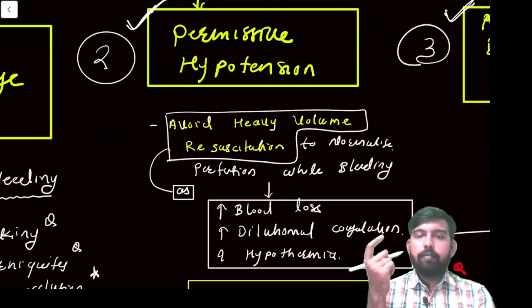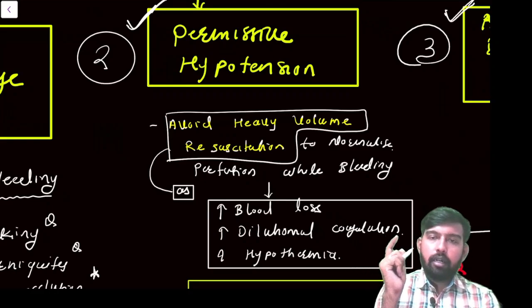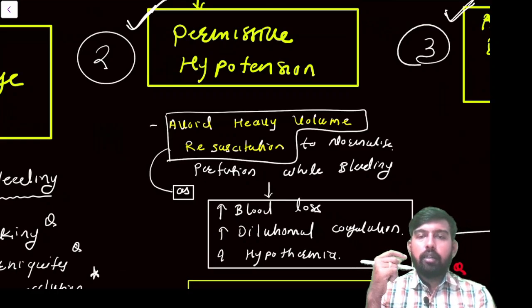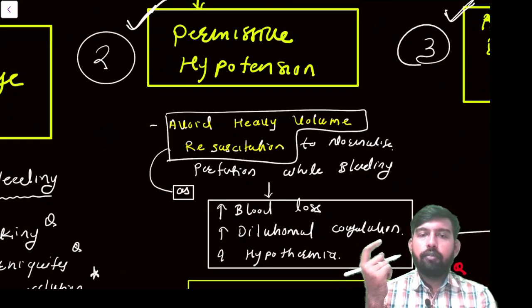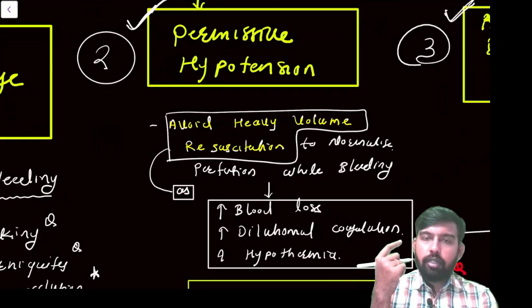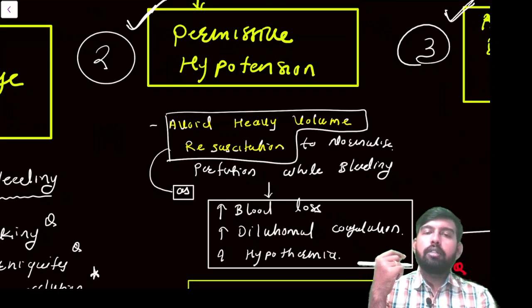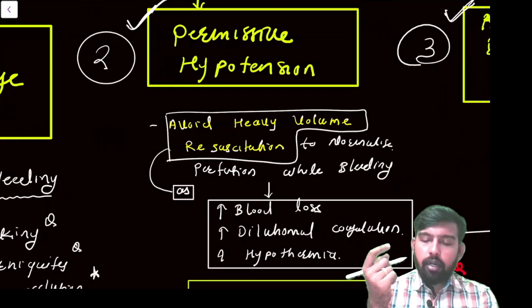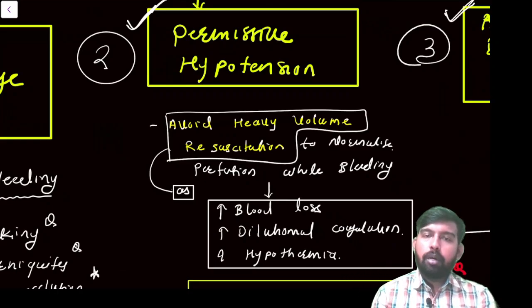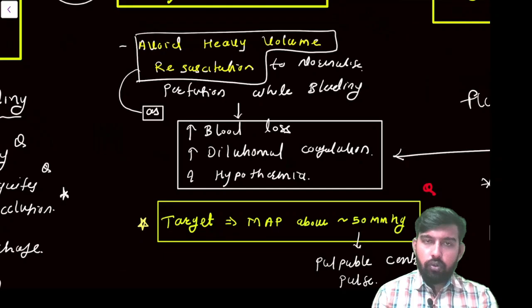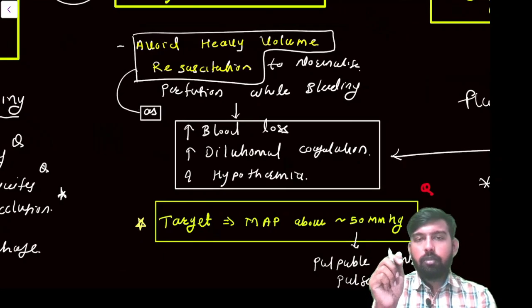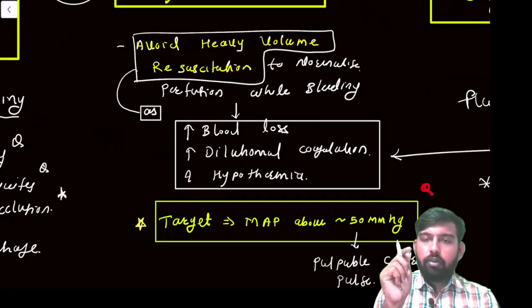But actually if the bleeding is continuously there, we are giving an overzealous amount of fluid, it will increase the dilutional coagulopathy and hypothermia and ultimately cause an increase in the blood loss. So there is a concept of permissive hypotension. Because of the permissive hypotension, there could be decreased blood loss.